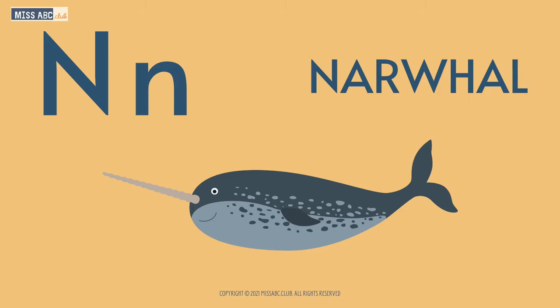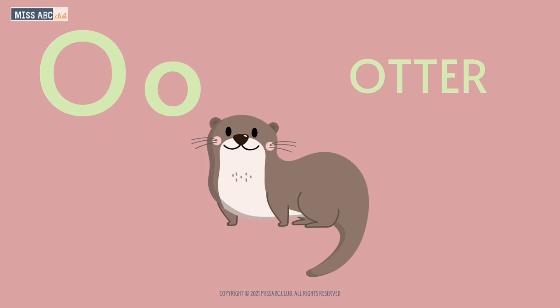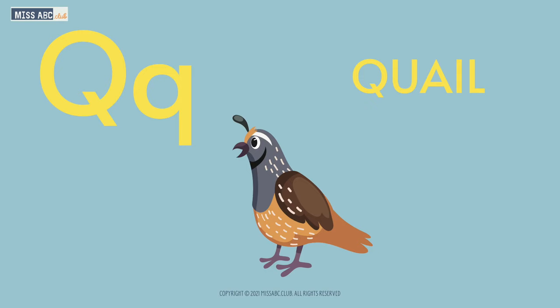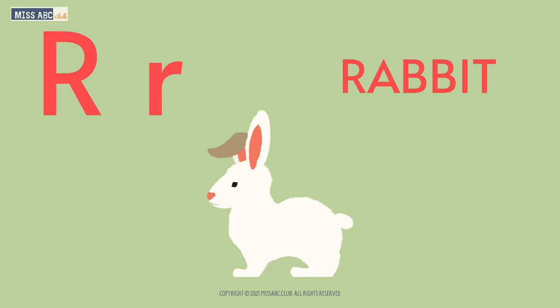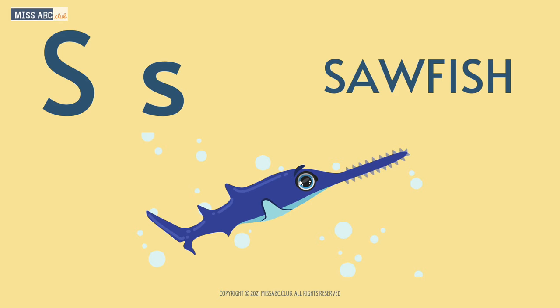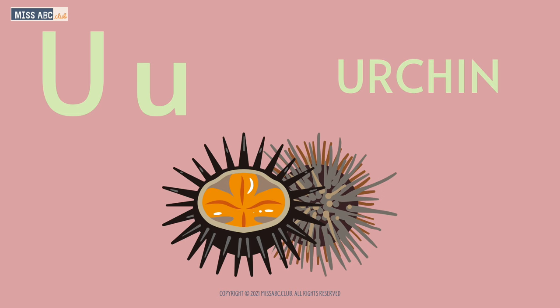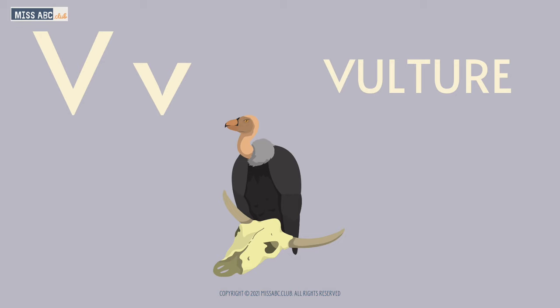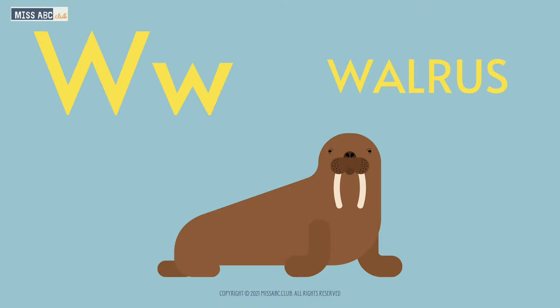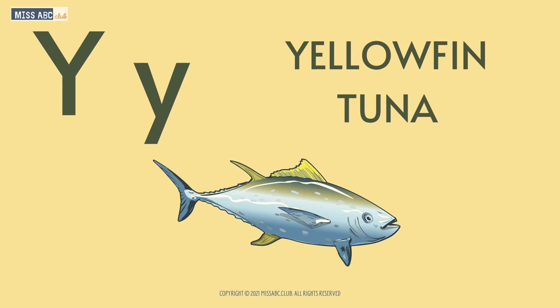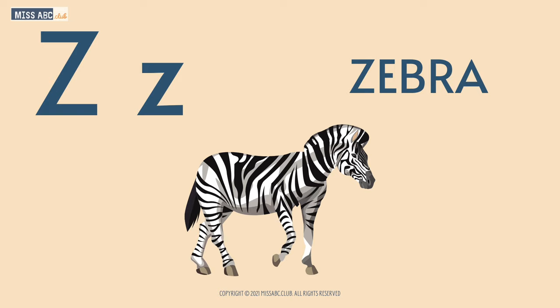N. Narwhal. O. Otter. P. Platypus. Q. Quail. R. Rabbit. S. Sawfish. Vulture. W. Walrus. X. Xanthus hummingbird. Y. Yellowfin tuna. Z. For zebra.